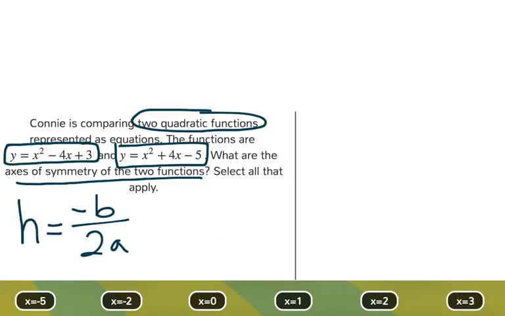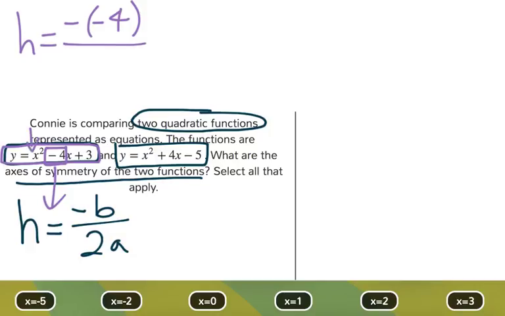Let's get solving. So I'm going to go ahead and start with this first equation and plug those numbers into this formula. So h equals negative b. Now the b in this case is negative 4. Okay, you need to put the whole b in there, including the negative. So you'll end up with a double negative on top. That's okay. And then the a here is 1, since there's no number in front of the x squared. So it's 2 times 1.